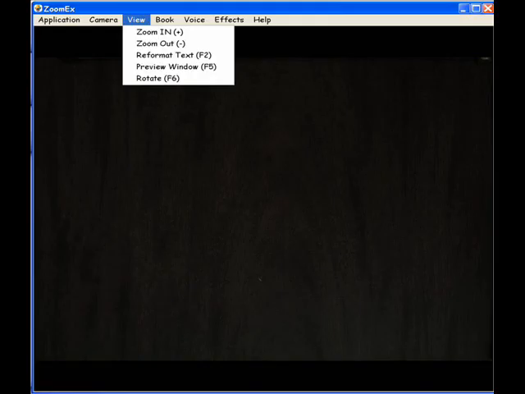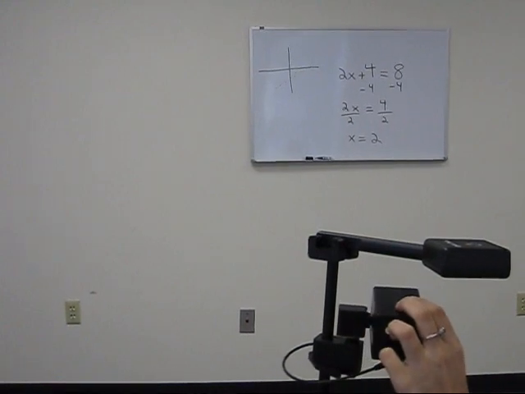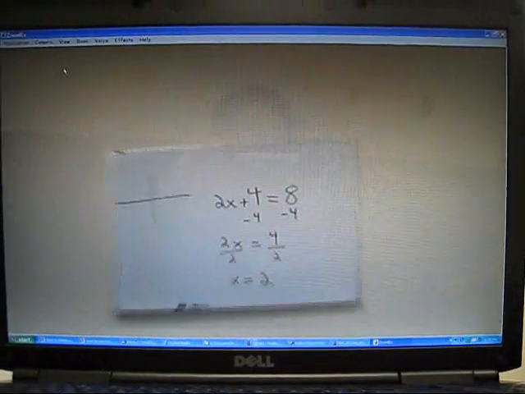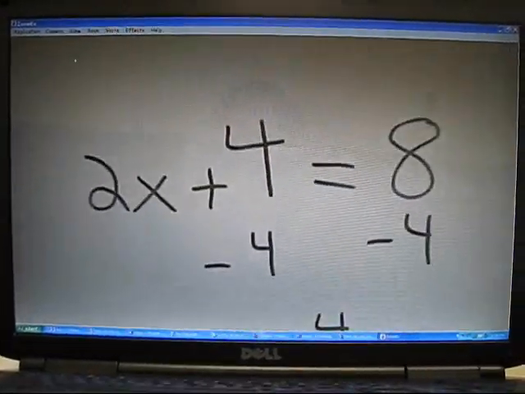To zoom out on an object, press the minus key on your keyboard. You can also zoom out on an object by going up to View on the menu bar and down to Zoom Out. Once the camera is pointing in the direction of the object you want to view, go ahead and zoom in on it until you have the magnification you need.